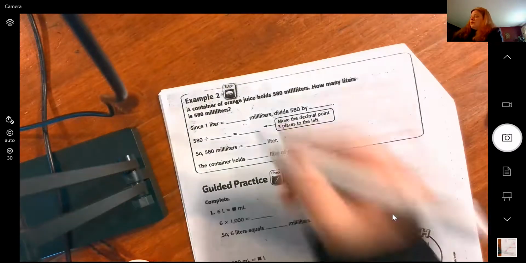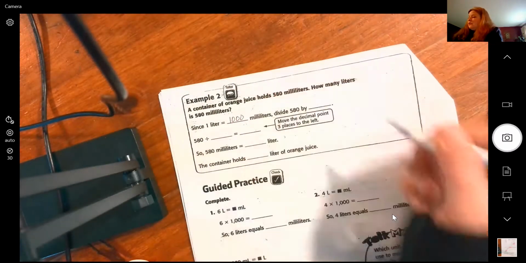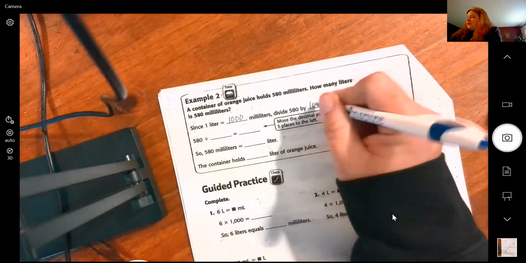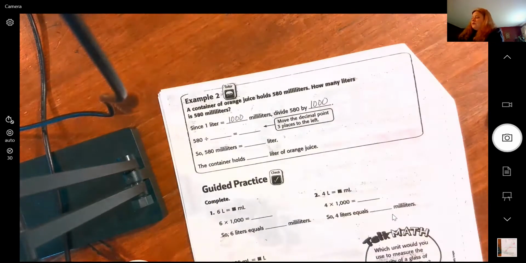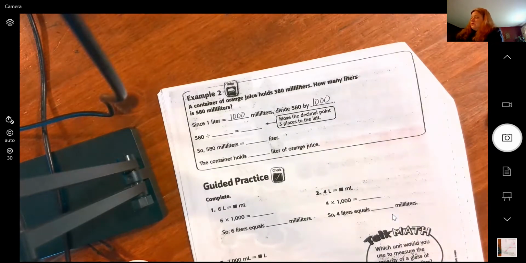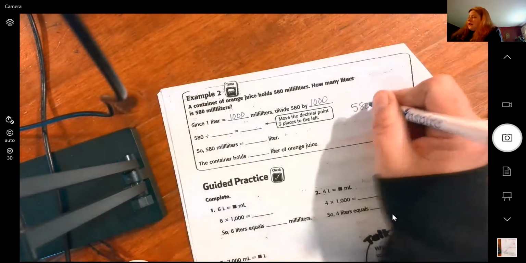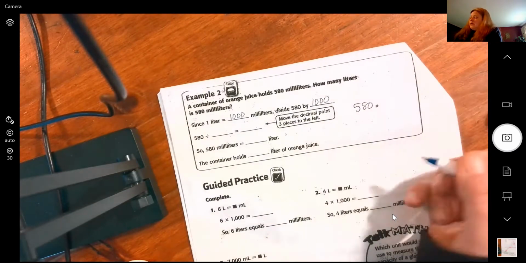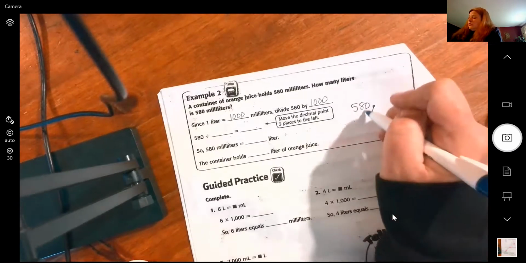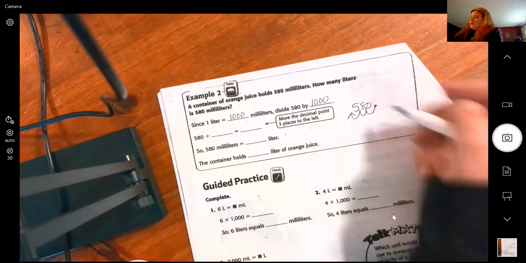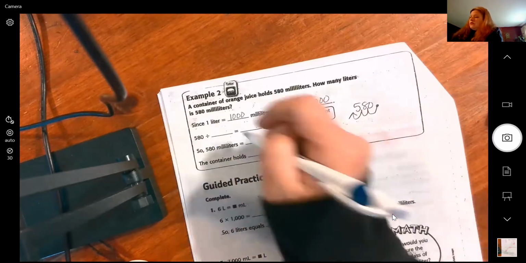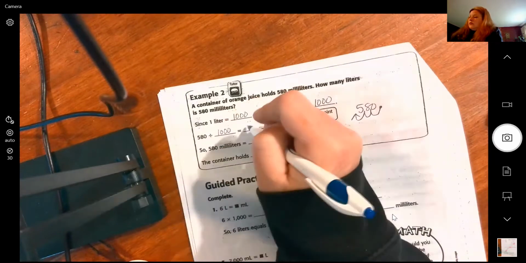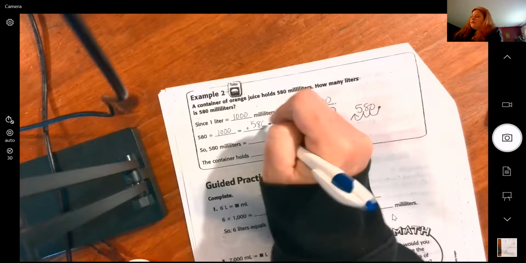All right. Since 1 liter equals 1,000 milliliters, you would divide 580 by 1,000. We're going to do 580. We're going to find our decimal place hiding behind. We'll move it left 3 places for dividing by 1,000. We can either add the 0 or not.